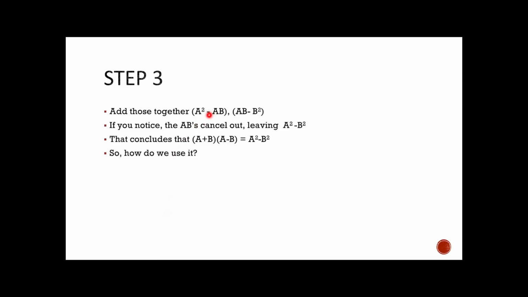If you notice, the minus ab and the ab, there's one positive, one negative, so they cancel out, leaving a squared minus b squared. So that concludes the difference of two squares formula. a plus b times a minus b is equal to a squared minus b squared. Okay, great. So how do we use it in the problem shown in the thumbnail?